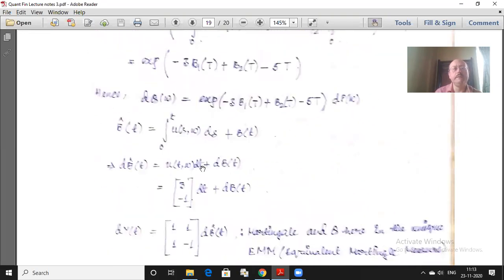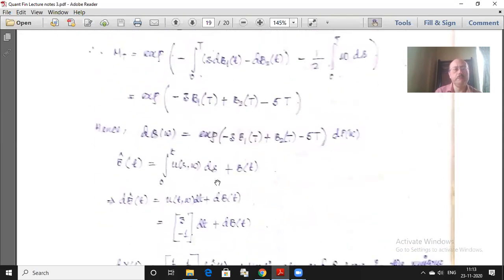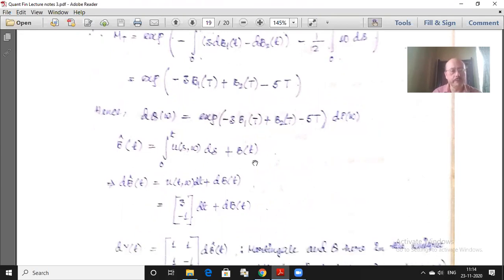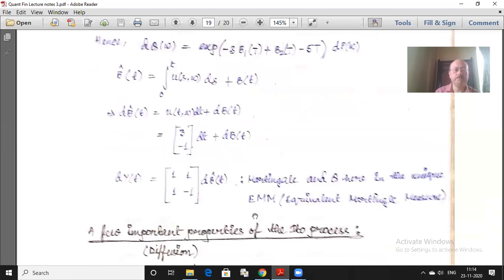So I know exactly what dQ, the new density, will be in terms of the old density. The old density has to be multiplied by this thing. The new Brownian motion also has to be added, the added trend here with the original Brownian motion. So B hat t will be the integral of u ds plus Bt, which means dB hat will be this trend part plus dB. So I write it in the differential form. In the differential form, it will be (3 minus 1) dt plus dBt. So I have the final complete answer.